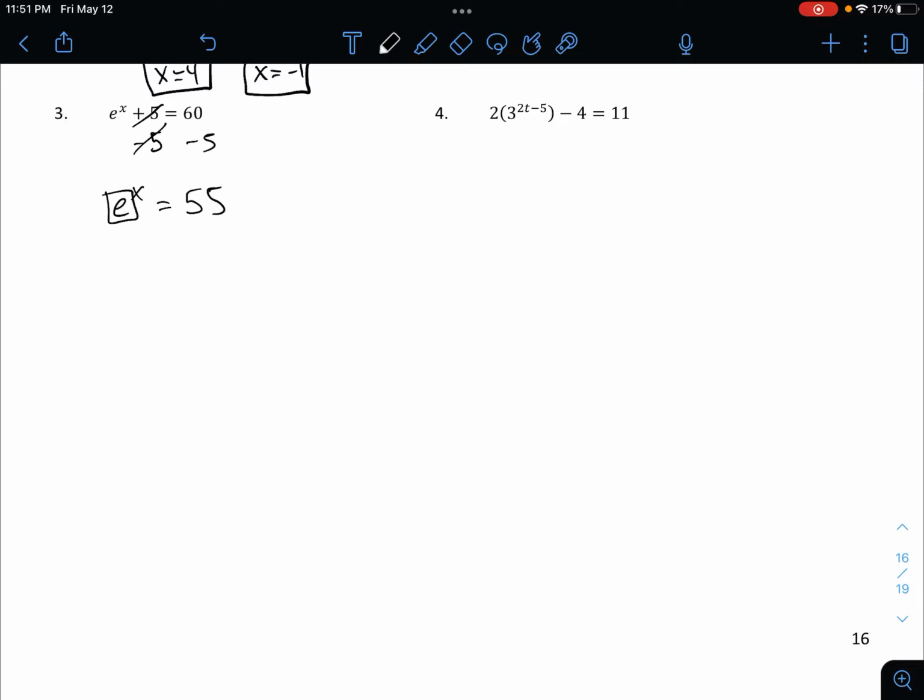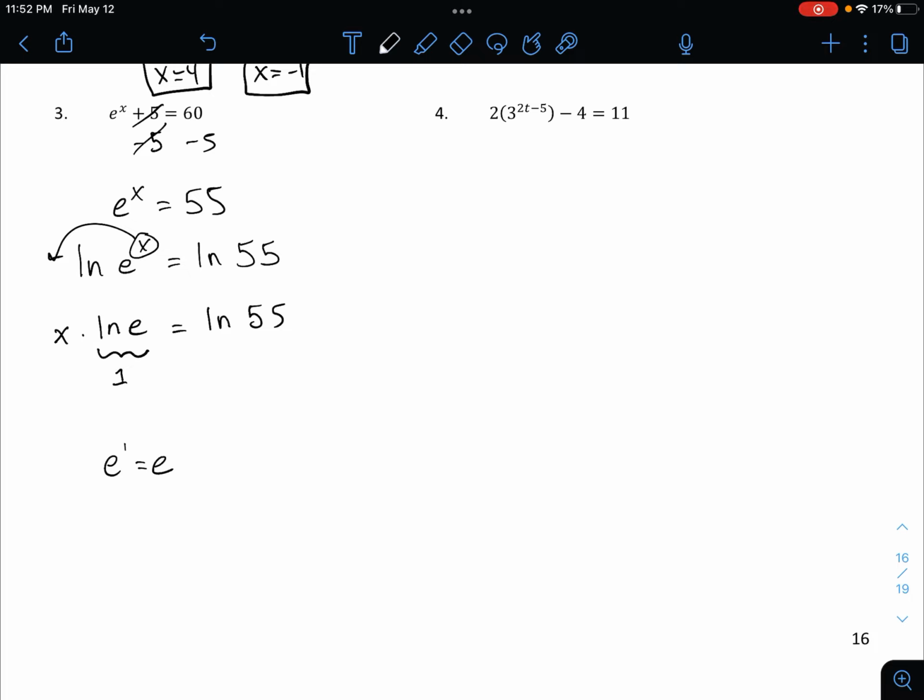Well, if you look at the base is e. And I know I use natural logarithms when I have a base of e. So I'm going to take the natural log of the left and the natural log of the right. We can now use our power property to bring this x out in front. So we know that x times the natural log of e equals the natural log of 55. Again, we know that the natural log of e is just 1 because e to the first power equals e, right? There's really a base of e there, okay? So now I just have x on the left equals the natural log of 55.